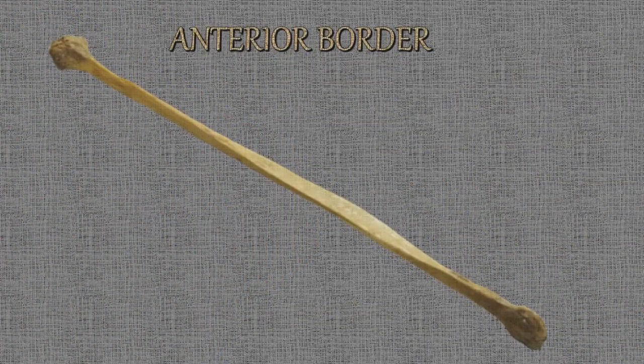One, anterior border. Now this is the anterior border, starting from the anterior part of the neck of the fibula, and this is all the anterior border. You have to follow me. This is the anterior border, right? My marker is slightly going here and there, but I hope you will understand, right? This is the anterior border.